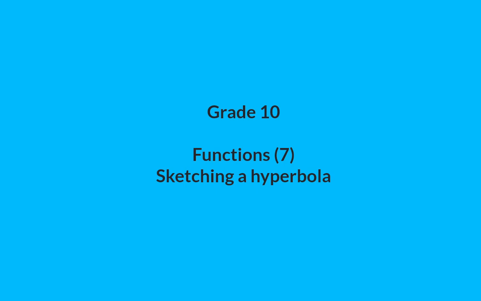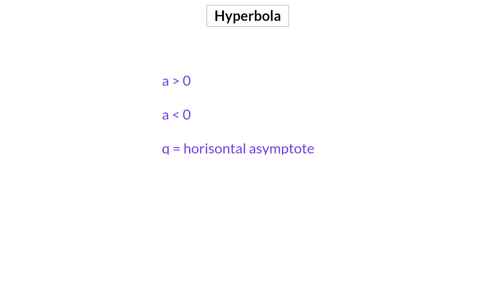In this video, we're going to have a look at how to sketch a hyperbola. In the previous video, we saw that an a value bigger than 0 shows us that the hyperbola will lie in the first and third quadrant, and an a value smaller than 0 or negative indicates second and fourth quadrant. We also saw that the q value shows us the horizontal asymptote. We will now use this knowledge to sketch the hyperbola.